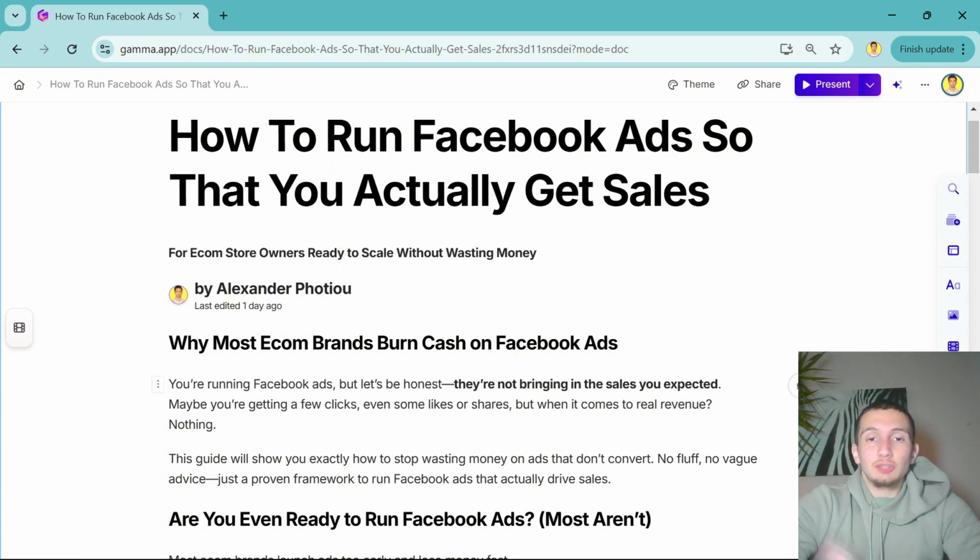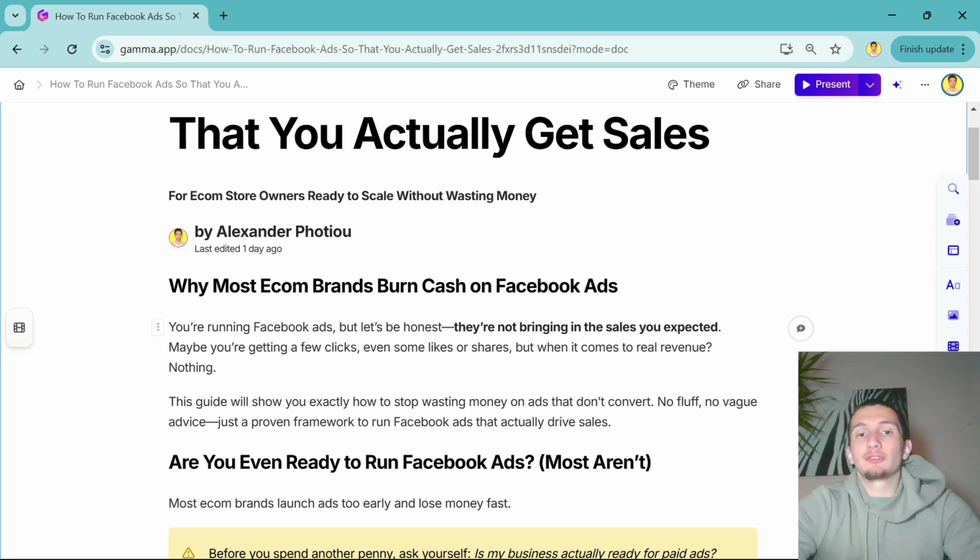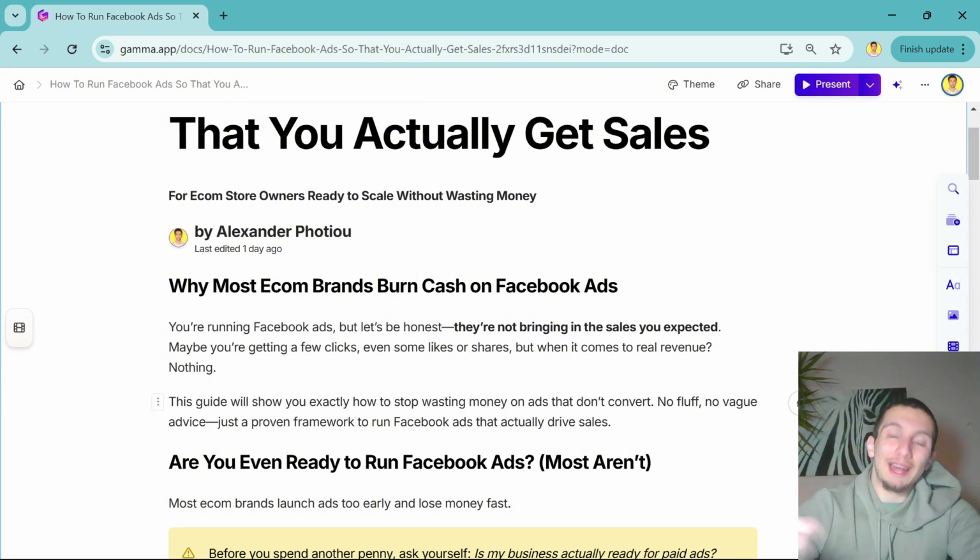Just to get straight onto it, so why do most e-com brands burn cash on Facebook ads? You're running Facebook ads, but to be honest, they're not bringing in the sales you expected. Maybe you're getting a few clicks, maybe some likes, some shares, but when it comes to real revenue, you're getting nothing. You're getting zero. And this guide is going to show you exactly how to stop wasting money on ads that don't convert. No fluff, no vague advice, just a proven framework to run Facebook ads that actually drive sales.